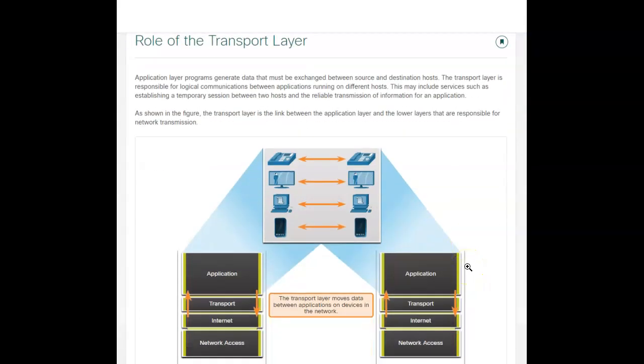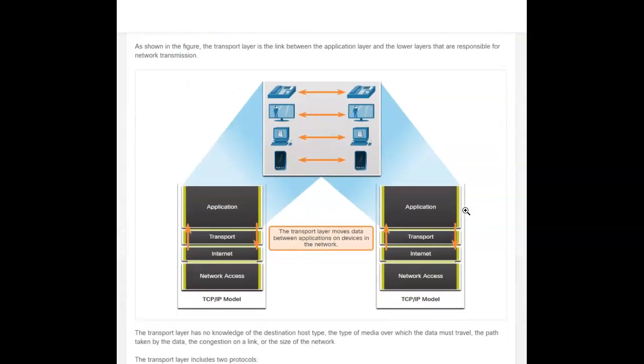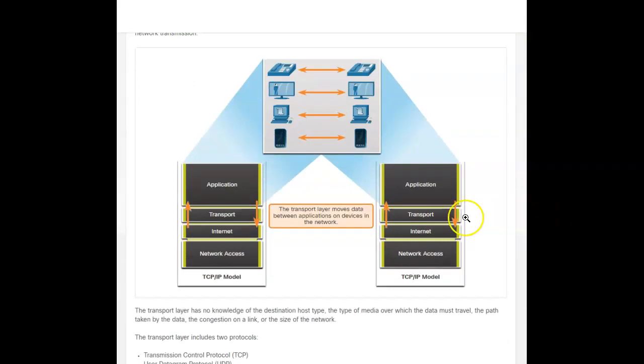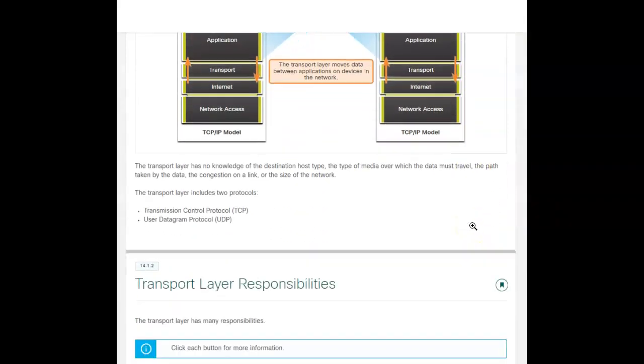So what's the role of the transport layer? The transport layer basically is what? It's just to generate data that must be exchanged between source and destination hosts. All it's responsible for is making sure logical communication between the applications that are running on different hosts. And it could be temporary sessions between hosts. It could be things that you're locking in place that you want to make sure happens. But the two main protocols that do this are TCP and UDP.